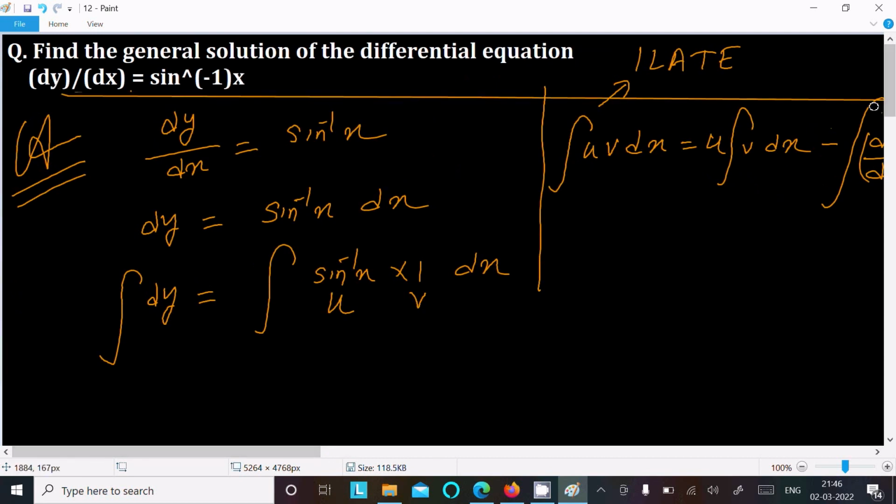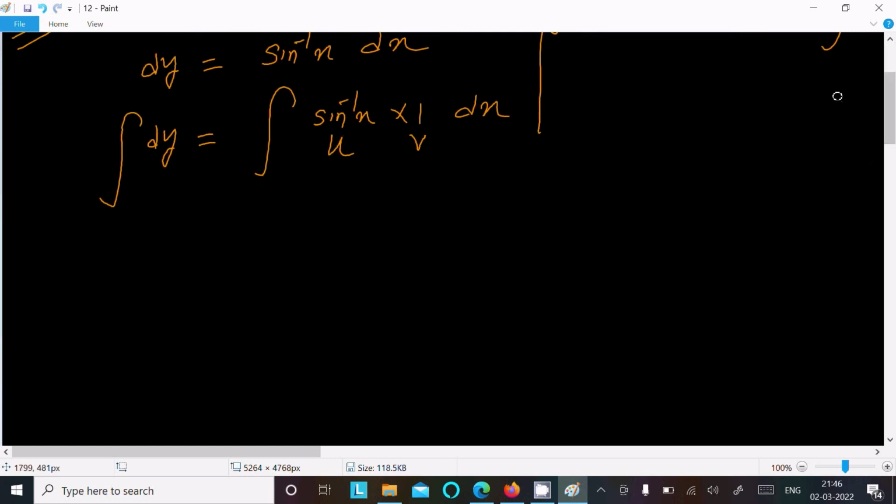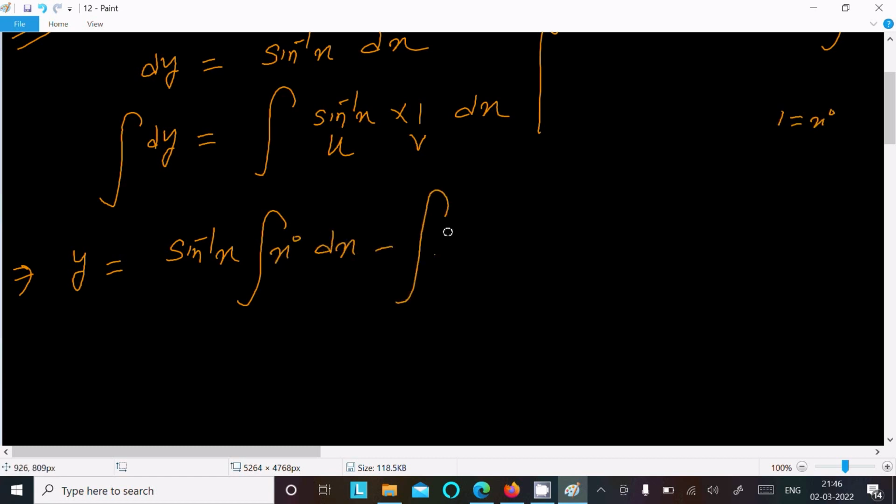So according to this integration by parts rule, I'm going to solve the problem. So here y, dy integration y. Then here we can write the u part, sine inverse x, and do the integration of v dx. So 1 we can write x power 0, so x power 0 dx. Then after minus here du by dx, d sine inverse x divided by dx.